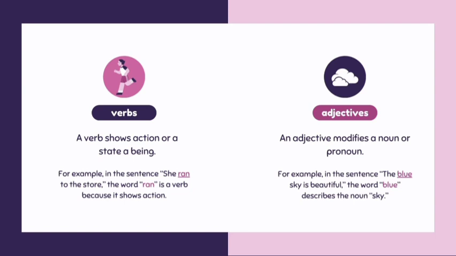Now, what are adjectives? An adjective modifies a noun or pronoun. For example, in the sentence, the blue sky is beautiful. The word blue describes the noun, which is sky.